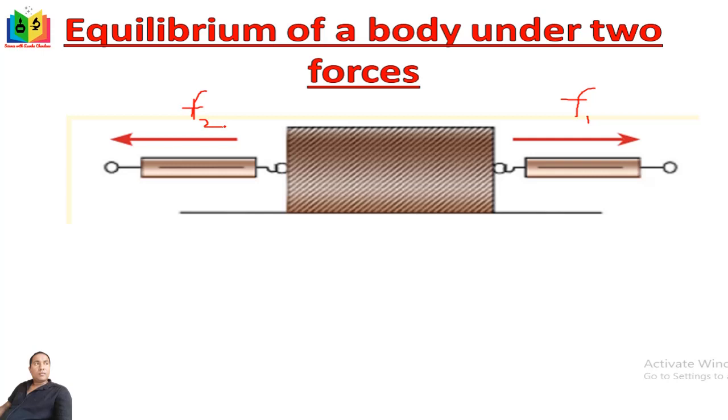F1 and F2, right? Then, for equilibrium of this object, what are the conditions that should be satisfied? The first condition is that F1 should be equal to F2. If not, if F1 is greater than F2, this object moves in the F1 direction. And if F2 is greater than F1, this object moves in the F2 direction, right? For equilibrium, the first condition is that F1 should be equal to F2.